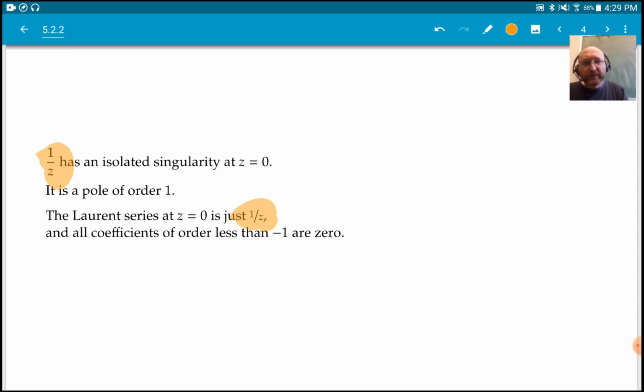Now, the thing that we notice here is that it's a pole of order 1, and all the coefficients of order less than -1 are 0. So all the coefficients of negative order less than -1 are 0. There's only one of these negative order terms. All the other ones are 0. It's of order -1, and that 1 is the order of the pole.